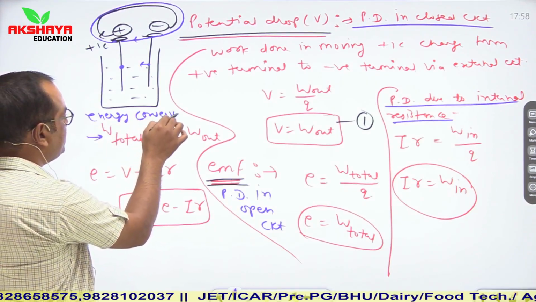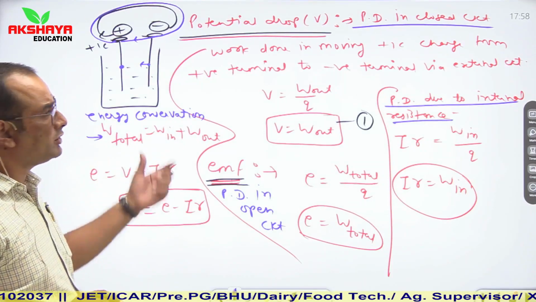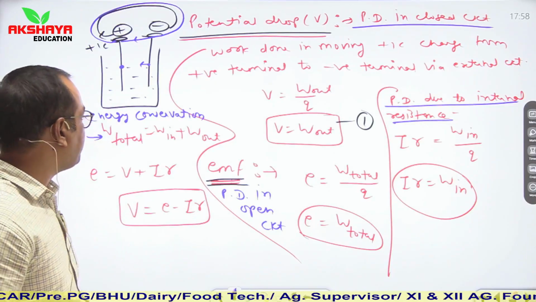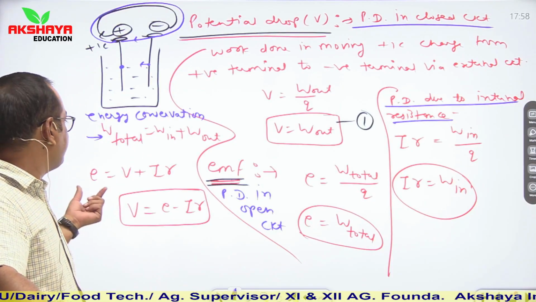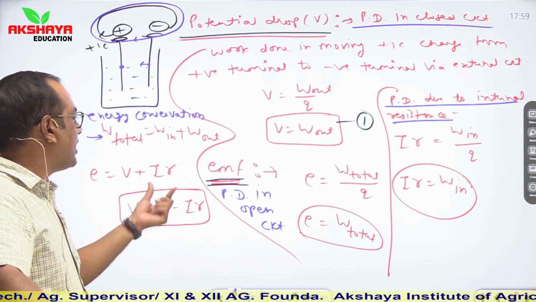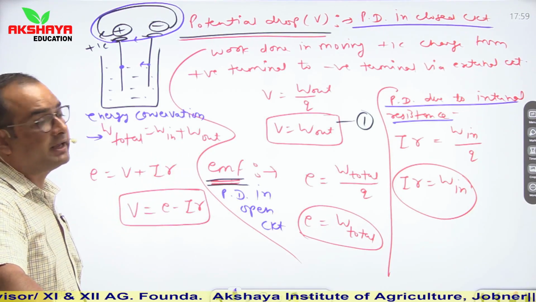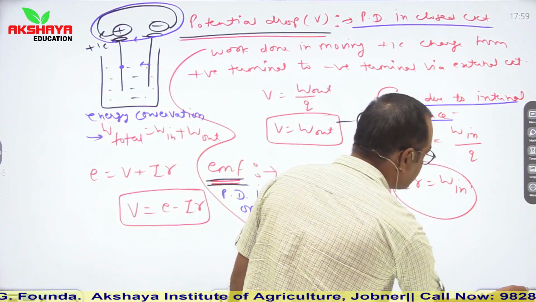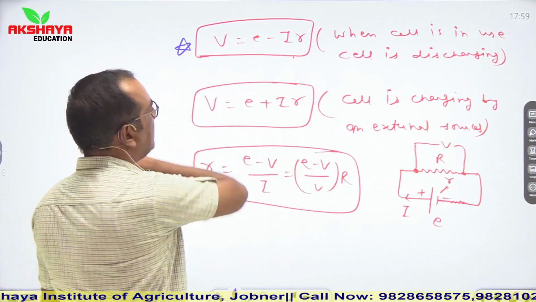So let us see how it is used. Total work done is equal to total internal work done plus total external work done. It means W total is equal to W in plus W out. So hence we can say W total is equal to E, W in is equal to V, and W out is equal to IR. So we can say V is equal to E minus IR. V is equal to E minus IR. So let us see this relation. V is equal to E minus IR.